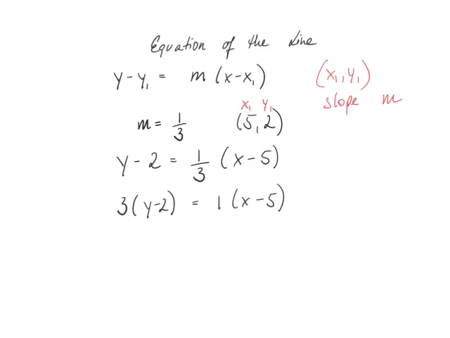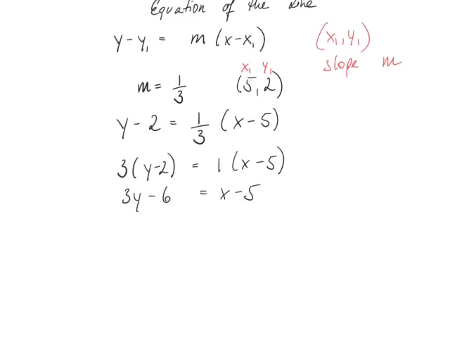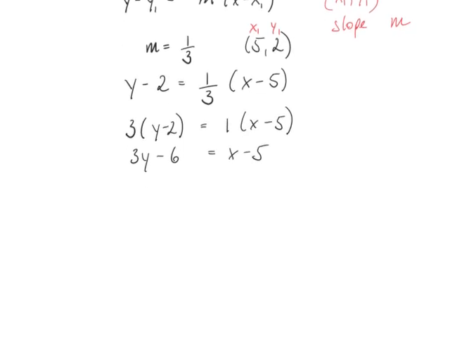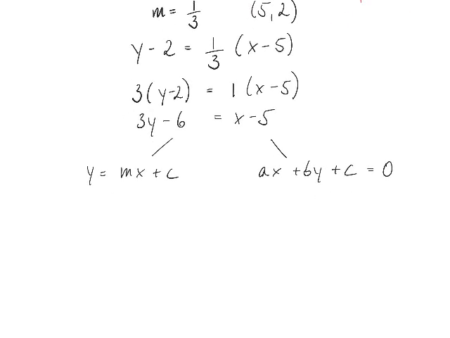So we multiply this out. That gives us 3y minus 6, and here it would be x minus 5. Okay, so you can now give the equation of the line in 2 different forms. The first form would be y equals mx plus c, and the other form would be ax plus by plus c equals 0. Okay, so we're going to do that in both forms now.